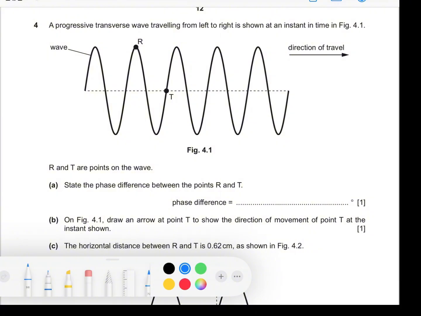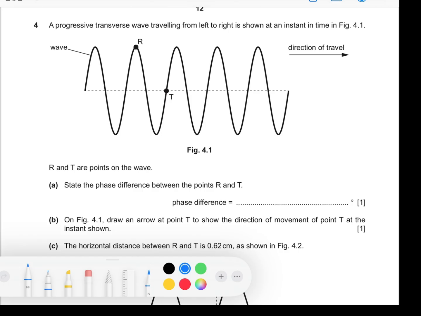Question 4. A progressive transverse wave travelling from left to right is shown at an instant in time in figure 4.1. R and T are points on the wave. State the phase difference between the points R and T.